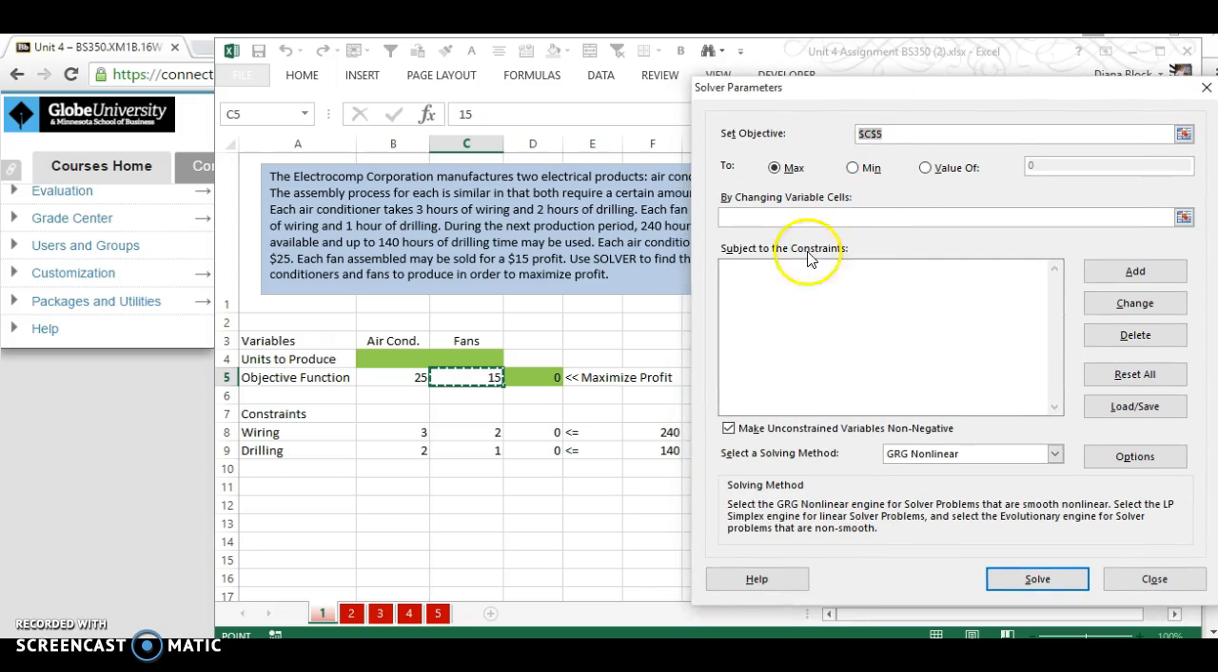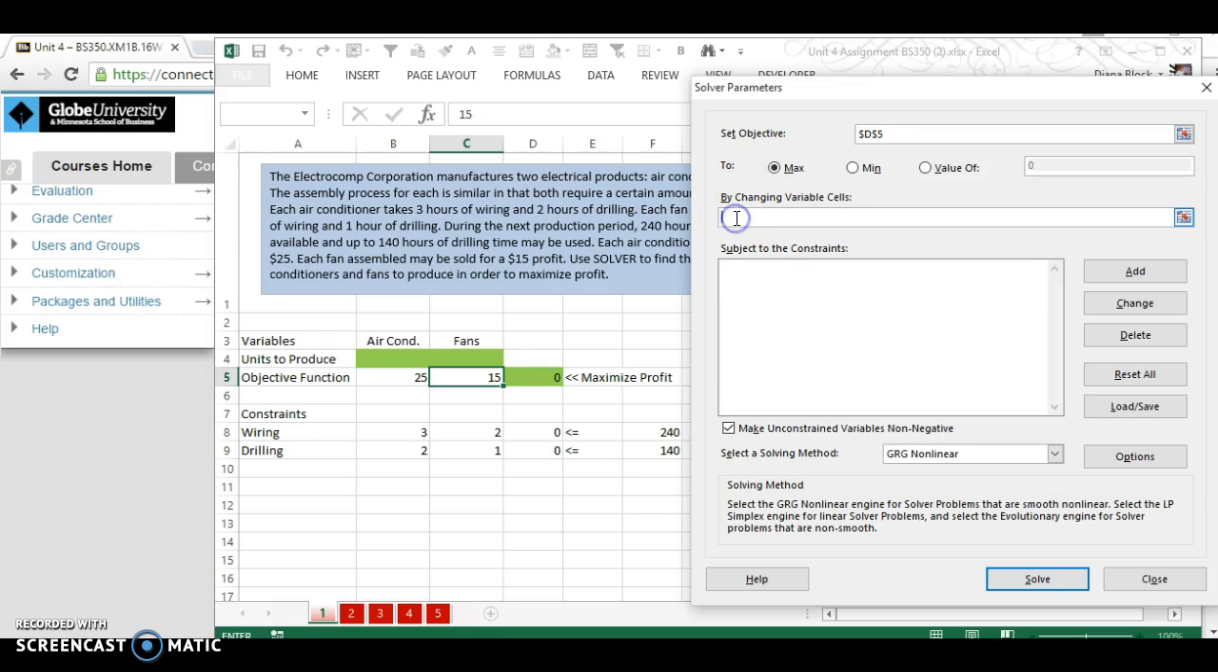So set objective. This is the number that we're trying to minimize or maximize. Our set objective is in cell D5. This is where we have our profit formula. So we want to set that to the maximum. On a future problem, we might click minimum because we're trying to minimize something. But in this case, we're talking about profit and we want to maximize that.